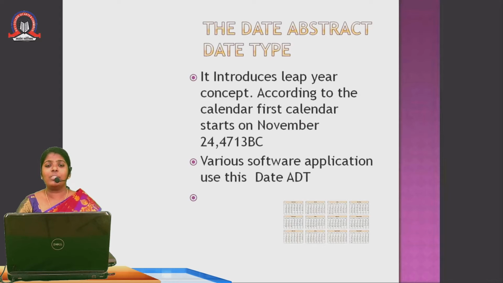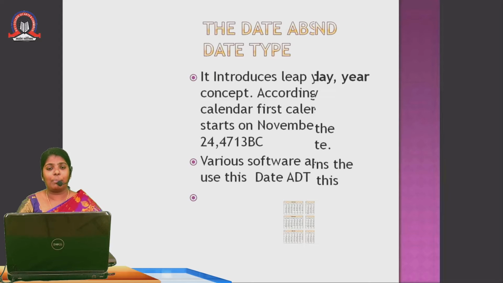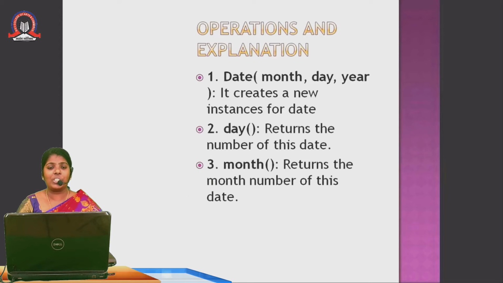Now we are going to see the date abstract data type. The date abstract data type is used to display the date. Okay, so according to the calendar, the first calendar starts on November 24, 4713 BC. So now many applications are using the date abstract data type. Here we can see many operations and explanations from the date ADT.